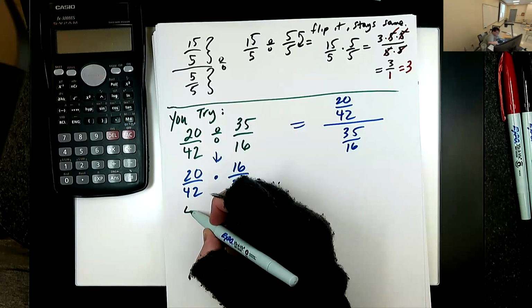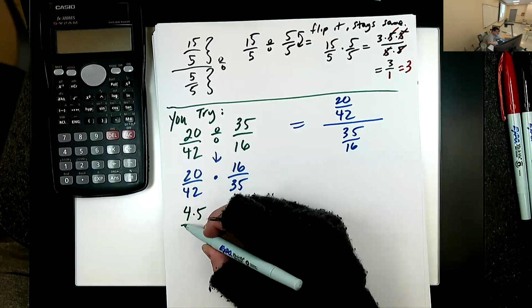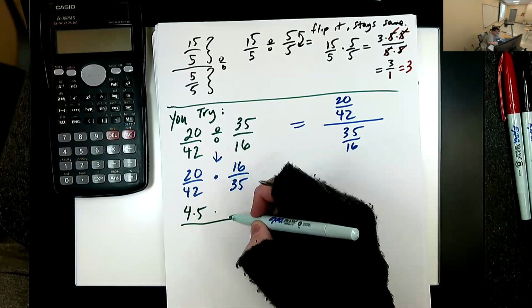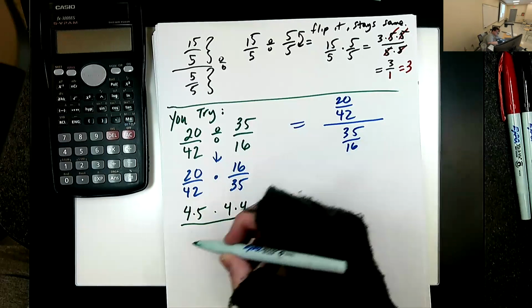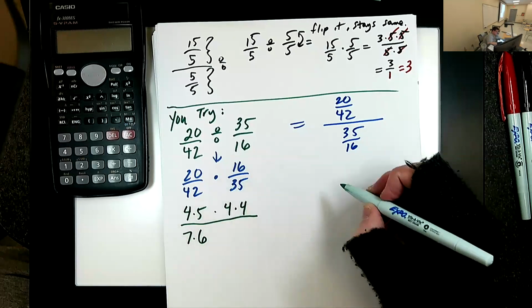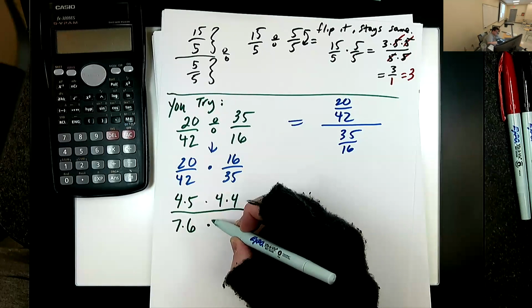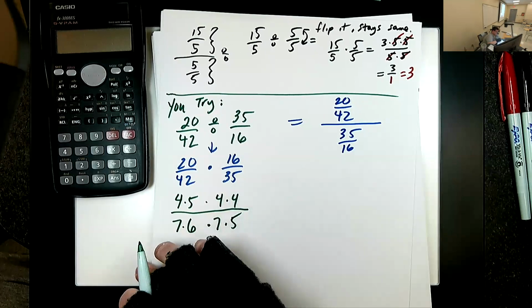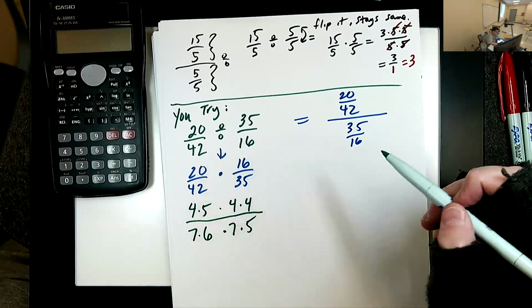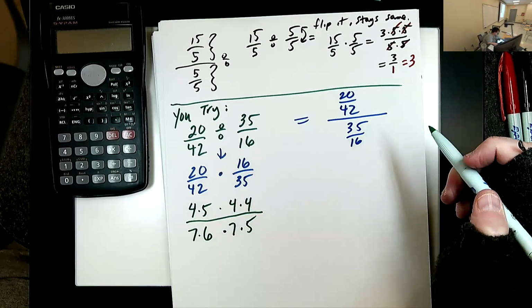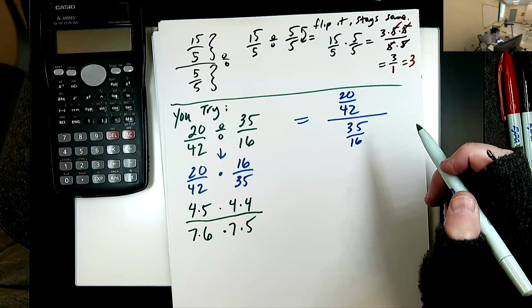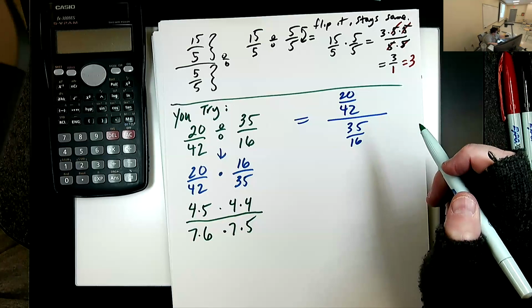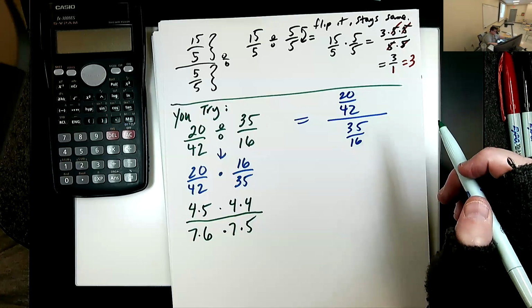And now I'm going to do some factoring. 20 is 4 times 5. 16 is 4 times 4. 42 is 7 times 6. And 35 is 7 times 5. We did this earlier with the multiplying and not dividing. So some of this should look familiar. Yeah, we did.